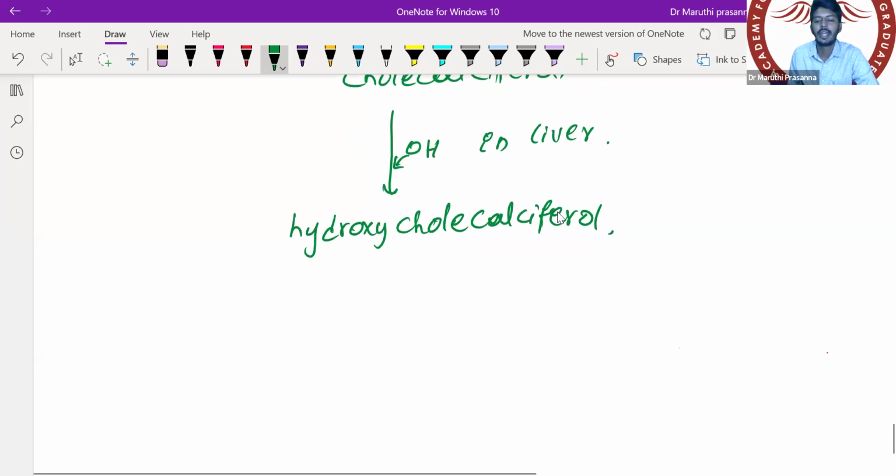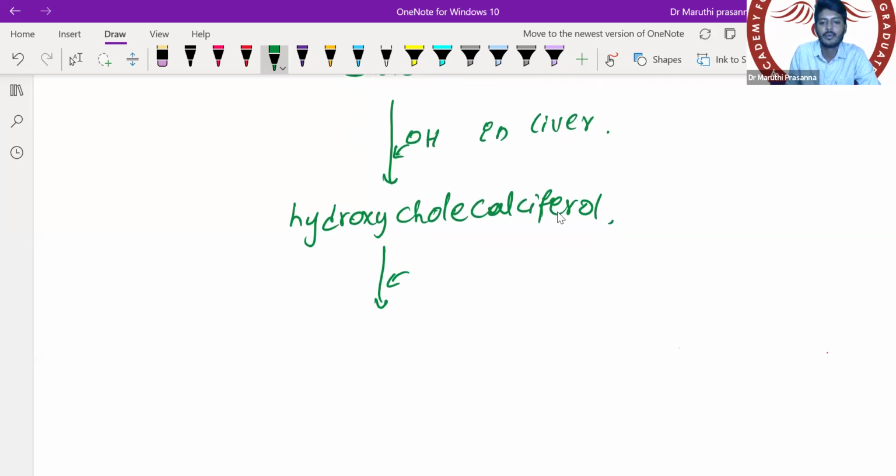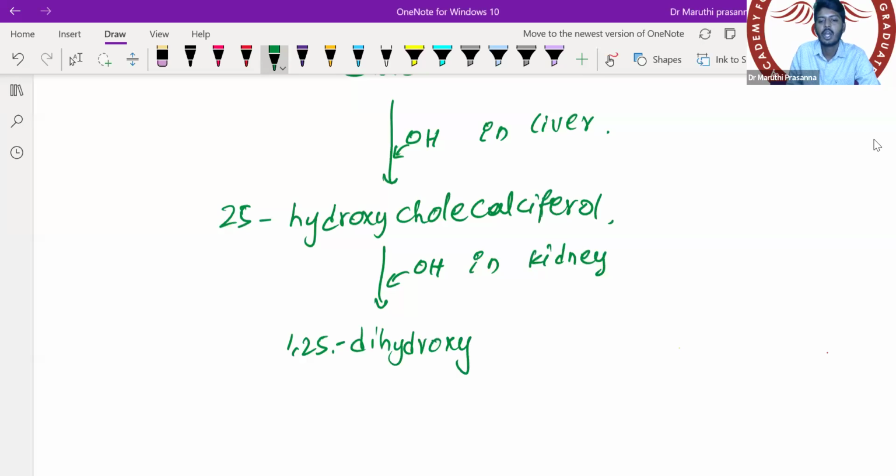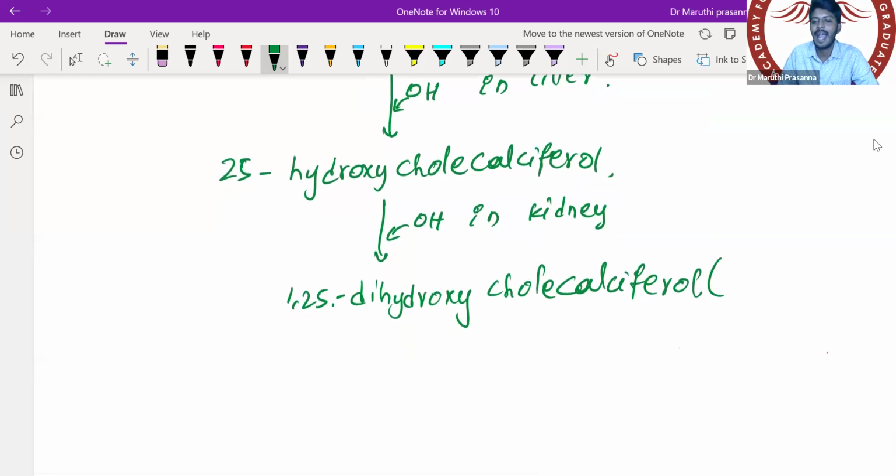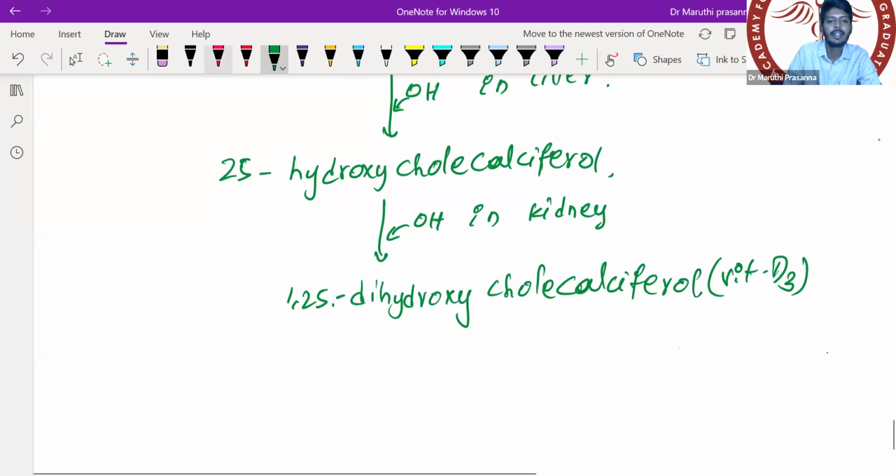Okay. So this hydroxycholecalciferol undergoes hydroxylation once again. In where? In the kidney. It undergoes hydroxylation in the kidney and will give rise to 1,25 dihydroxycholecalciferol. Yes, this is the 25th carbon, of course. Here we will have 1,25 dihydroxycholecalciferol. So dihydroxycholecalciferol is what is called active vitamin D3. Vitamin D3. So what is the function of vitamin D3?